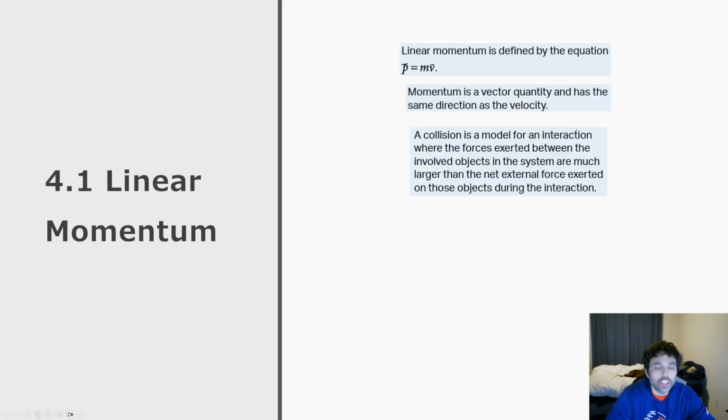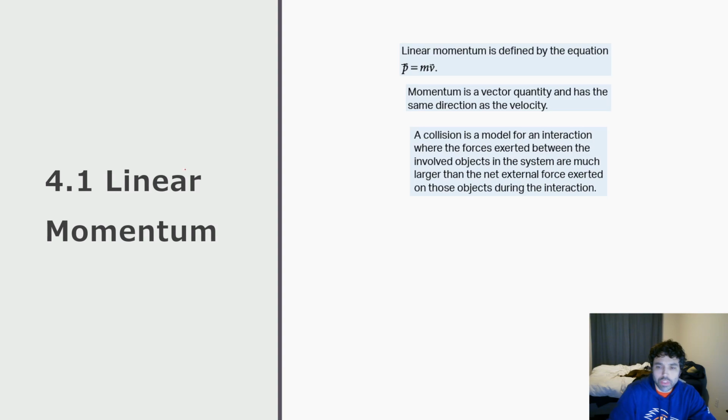Okay, and then a collision is a model. This is AP College Board's fancy wording. I wanted to show you, and then we'll simplify things. A collision, the way they define it, is a model for an interaction where the forces exerted between the involved objects in the system are much larger than the net external force exerted on those objects during the interaction.